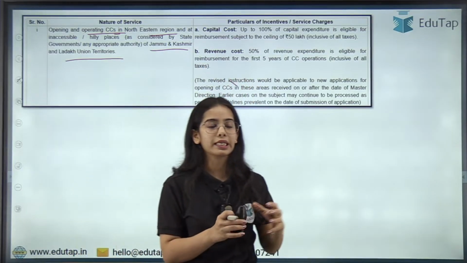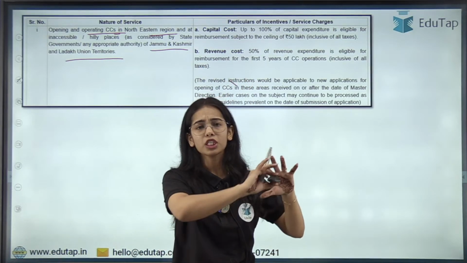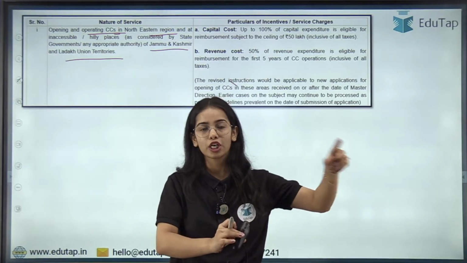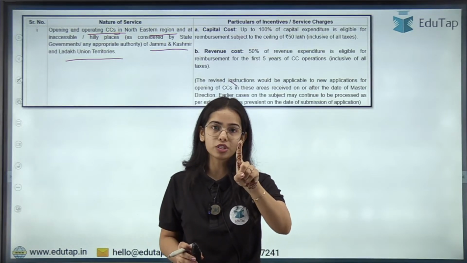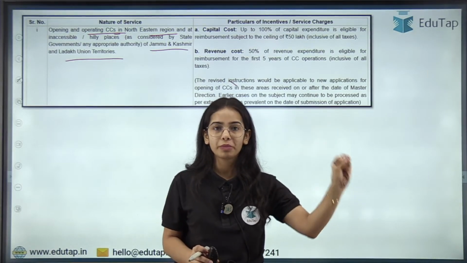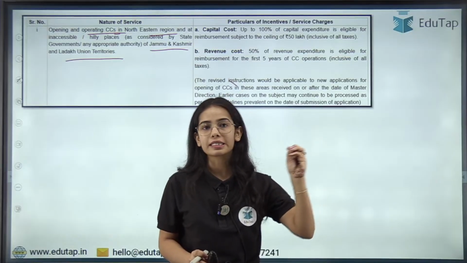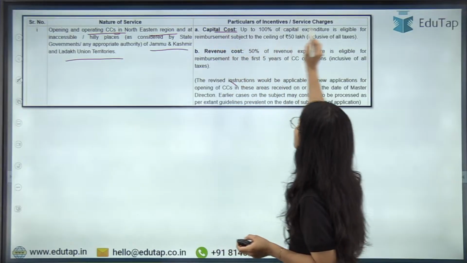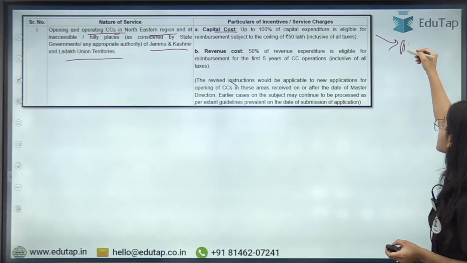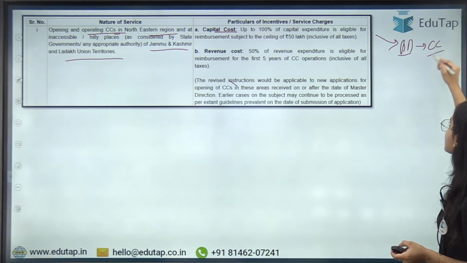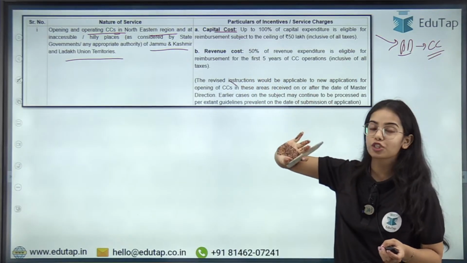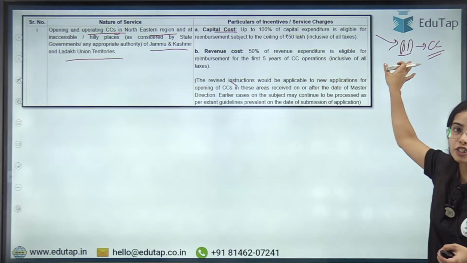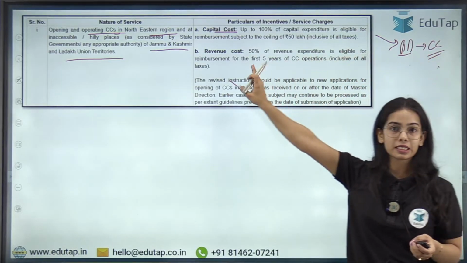Capital cost is like, let's say you are establishing a building, you are having some fixed asset. So capital cost is a one-time cost for the establishment of a building, for the establishment of the currency chest here. Okay, so incentive for the capital cost. So let's say there is a bank branch that is agreeing to open a currency chest in the Jammu and Kashmir region, in the hilly area, in the inaccessible area. So a bank branch is opening a currency chest in such an area.